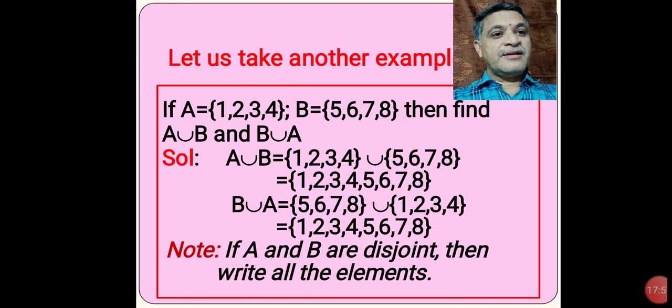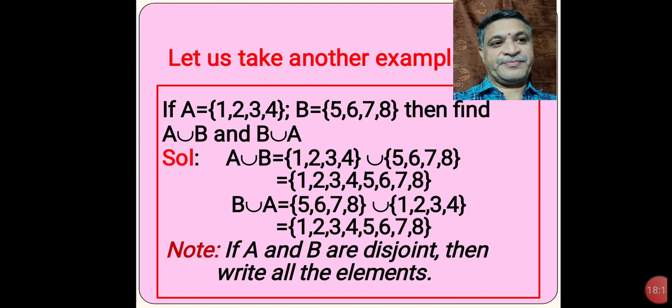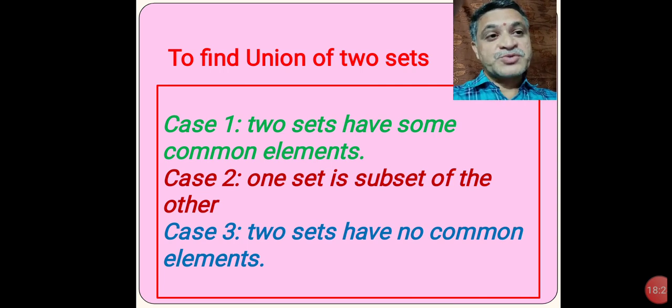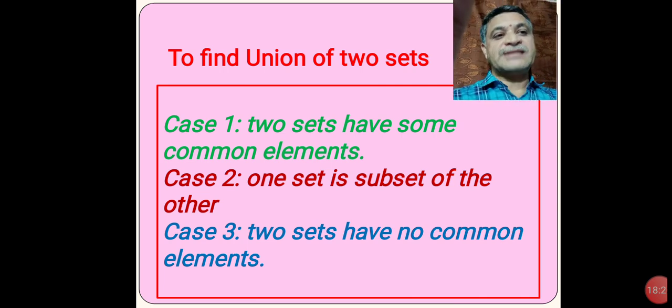That's why we generalize: if two sets are disjoint, then we write all the elements in A union B. If A and B are disjoint, then write all the elements in A union B. So we observe here 3 cases. In case 1, some elements are common in 2 sets. In case 2, one set is a subset of another one. In case 3, no element is common for both sets.